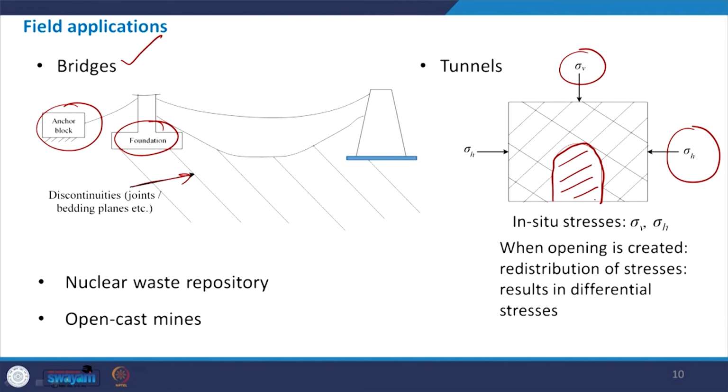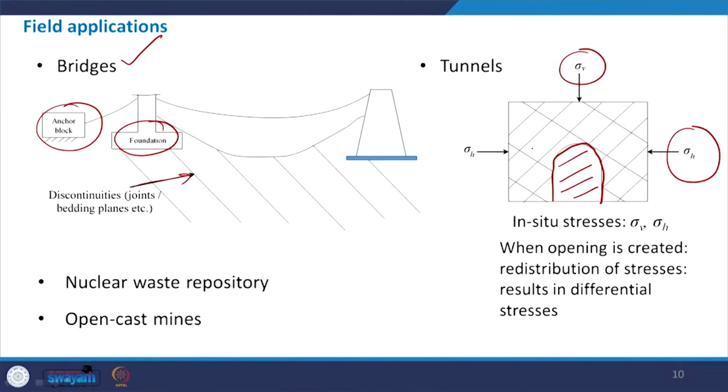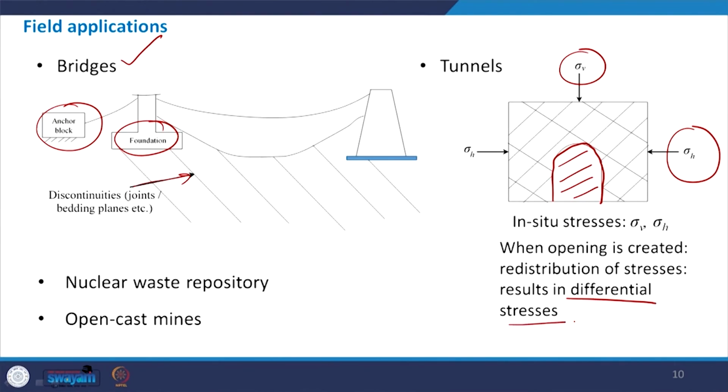And when the stresses are released, what will happen? There is going to be redistribution in the neighboring rock mass, and that can cause differential stresses. Therefore, we need to know what all these stresses are after redistribution. So when we discuss various aspects related to tunneling, all these things will be covered in terms of elastic analysis, elastoplastic analysis, plus the analysis for the lining.